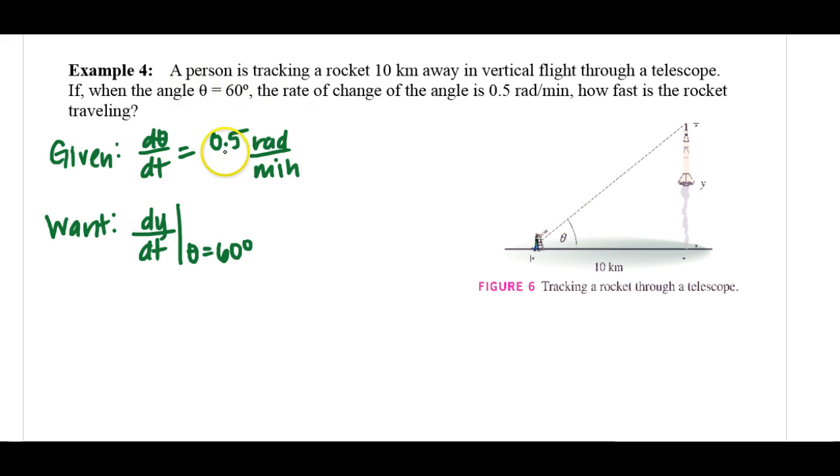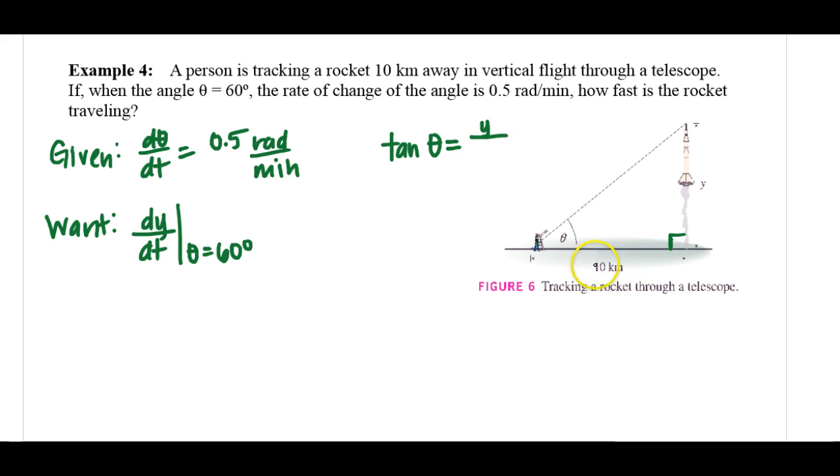So now I need a way to relate the variables. So the variables are theta and y, so theta being the angle and y being this distance here. So notice I also was given the distance from the man to the base of the rocket was 10. So I have an angle, its opposite side, because this forms a right triangle, and its adjacent side. So the opposite over adjacent is the tangent function. So the function I'm going to use to relate the variables is tangent theta equals opposite, so the opposite is y, over adjacent.